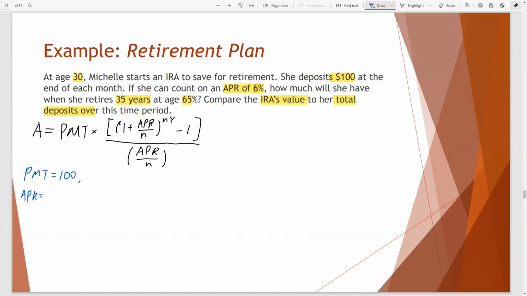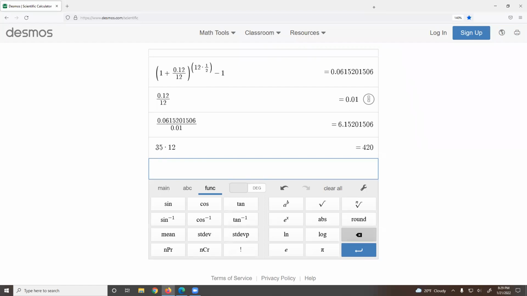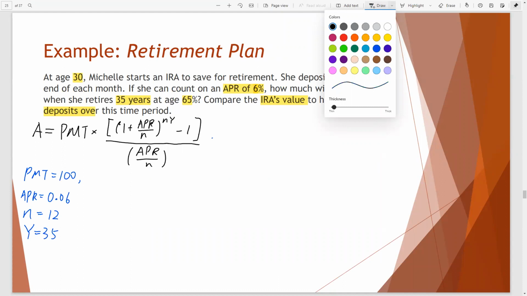The APR is counted to be 6%. That is 0.06. And usually we make monthly deposits. And the years now are 35 years. So that's 35 years times 12, let me see, that's 420 payments in total. Okay, so let's do the work.